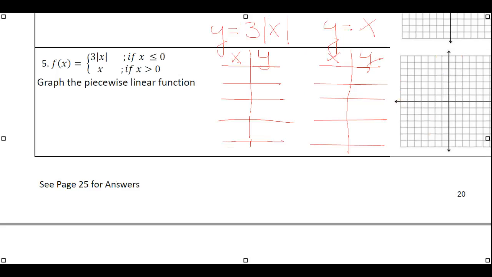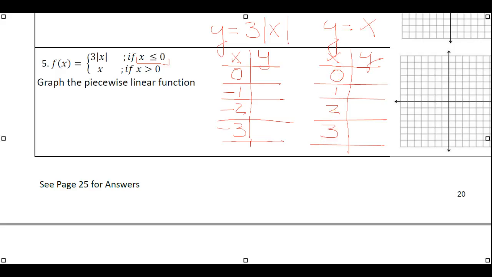Okay. Now in setting this up, again, it's very similar to the one we just did. The key is, what are our restrictions? Because that helps us determine what we're going to put in our t-chart. So here they're saying values of x are less than or equal to 0. So this will be 0, negative 1, negative 2, negative 3. Just enough to get a line, or a little bit more. And then here, x is greater than 0. So we're going to use a 0, 1, 2, 3.